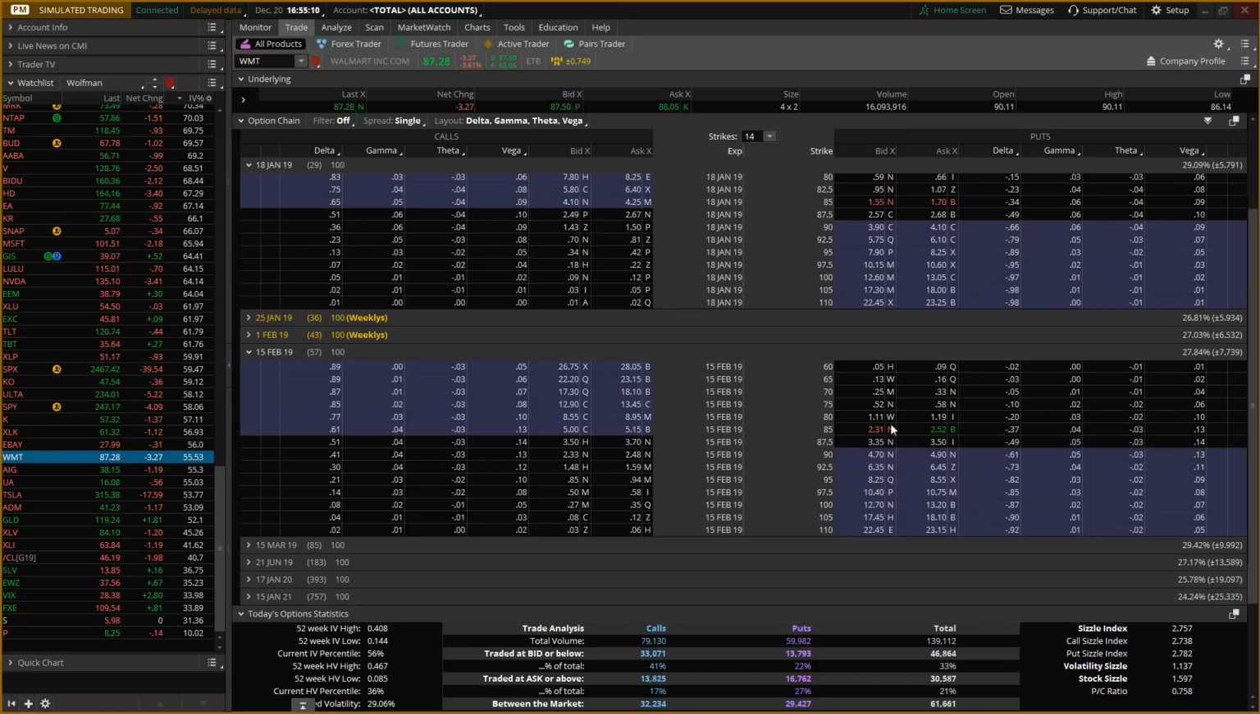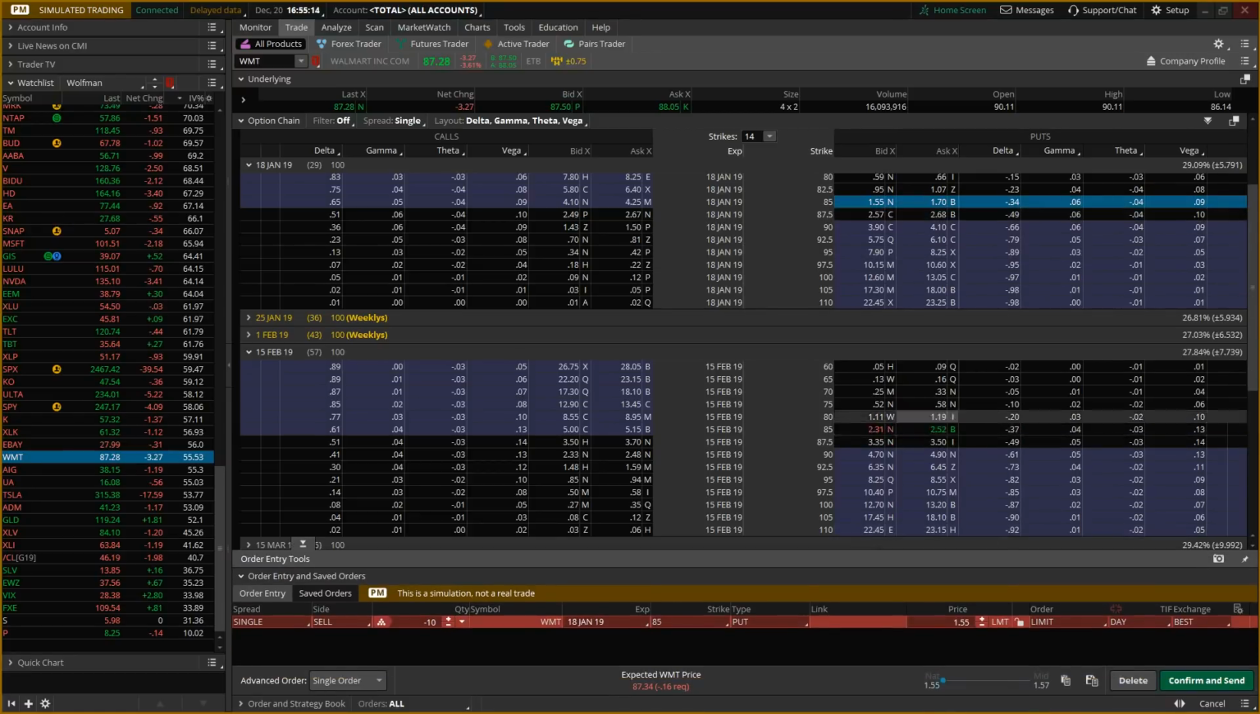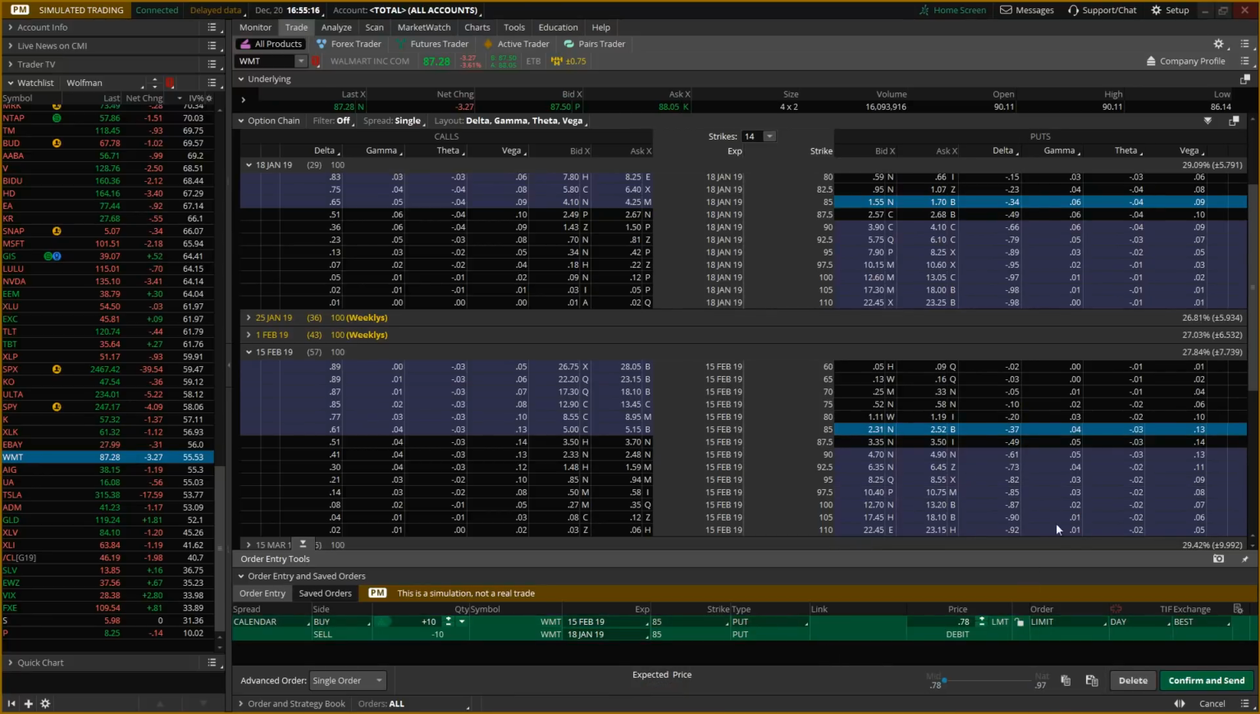I like to go a little further out, so I'm going to pick the 85 strike. We sell this one and then buy the 85 strike here. All right, that works out to 78 cents. That looks pretty good. It's not a huge one.